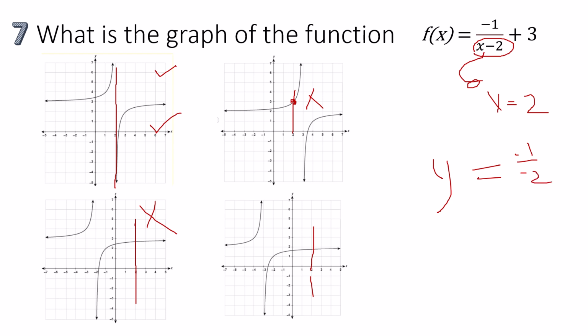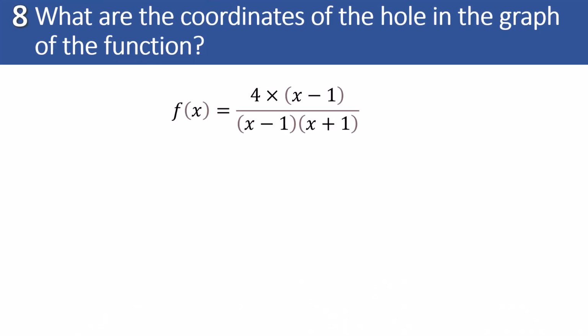So let's see if it, oh, I forgot. Positive 1/2 plus 3. Forgot to add that 3. Starting to get worried there. So that would be 3 and 1/2. So yes, that's where it crosses the y-axis. All right, let's move on.